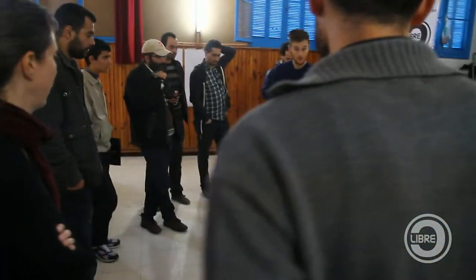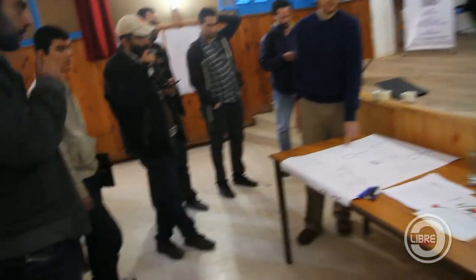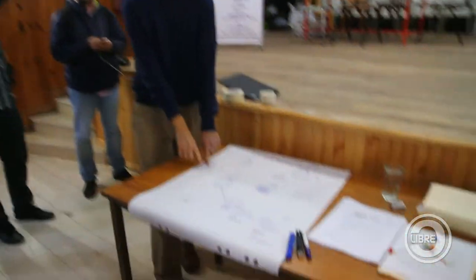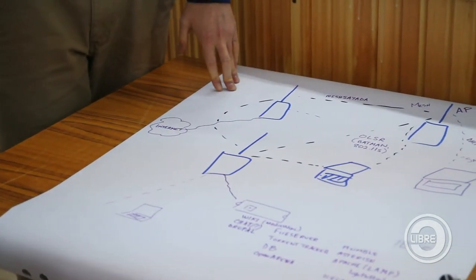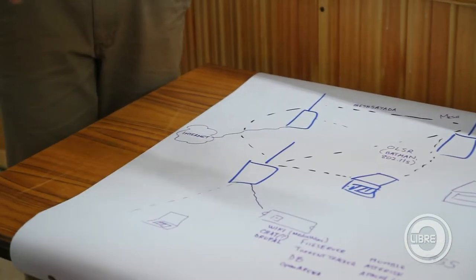So this connection doesn't just need to be internet. If you have another network over here that you want to bridge in, another mesh network, or just a local area network like a computer lab, you can just bridge it right in and it does the same thing.